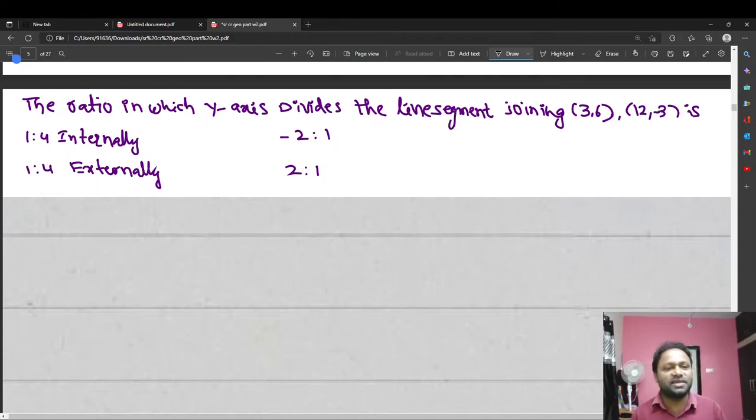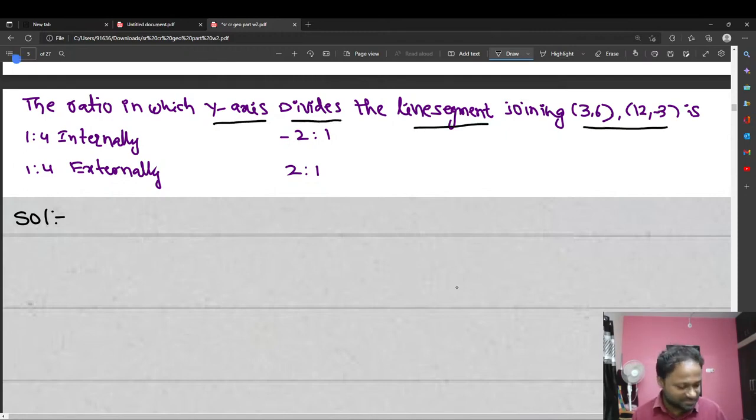Now let us see. In this, I am going to introduce one of the formulas. Okay, one of the different formulas. Right. See the question thoroughly. So the ratio in which the y-axis divides the line segment joining 2 points. Okay, right. What are the given 2 points? The given 2 points are ordered pair (3, 6) and (12, minus 3). Okay, the ratio in which the y-axis divides.